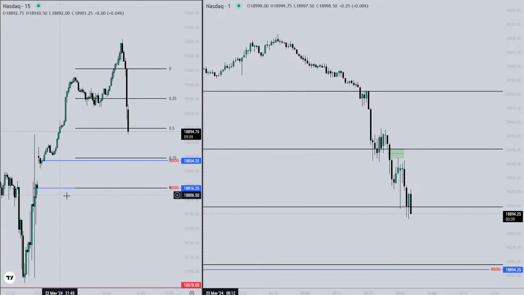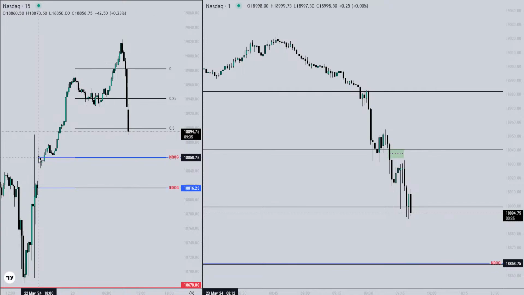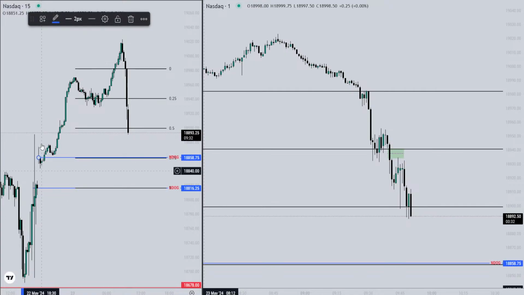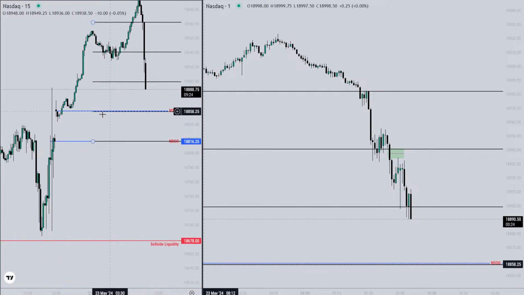Maybe it will fall until this new day opening gap. So this is the new day opening gap. Let me mark it. Maybe it will fall until this new day opening gap. I don't care, I will just let it go. But I have this line, right? Then below this new day opening gap, I have this sell side liquidity.